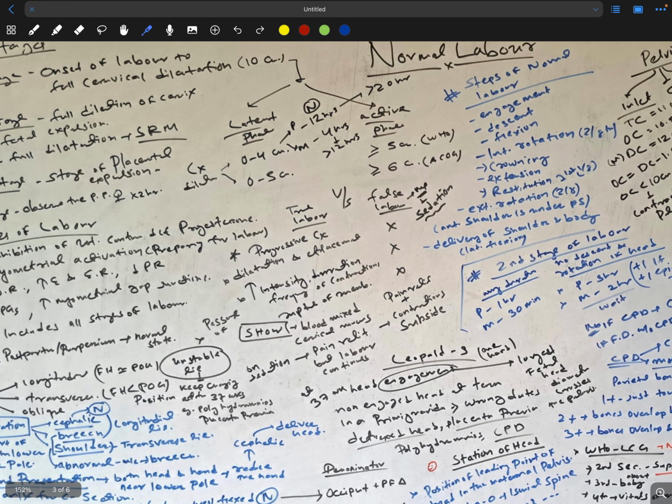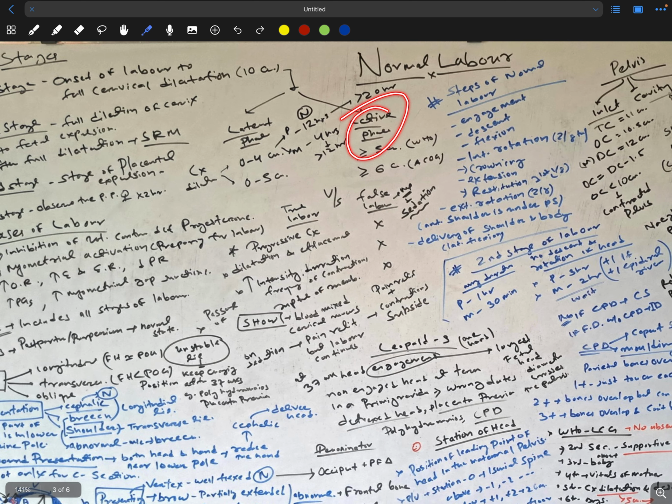And what happens in the active phase? For WHO, active phase is cervical dilatation more than or equal to 5 centimeters, because the latent phase is 0 to 4 centimeters. According to SCOG, it is more than or equal to 6 centimeters.